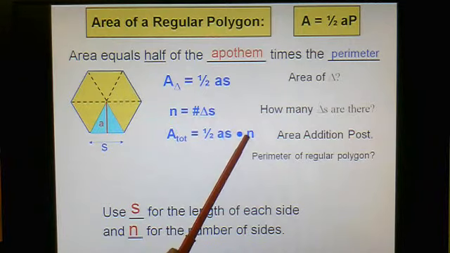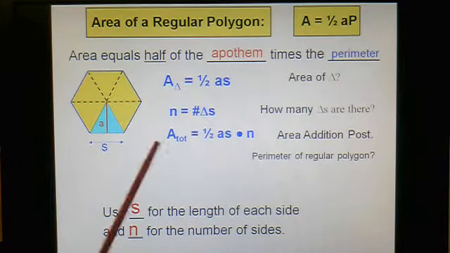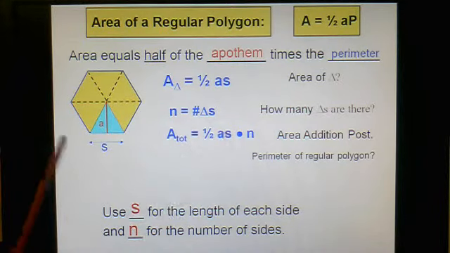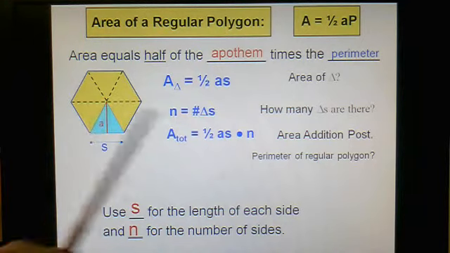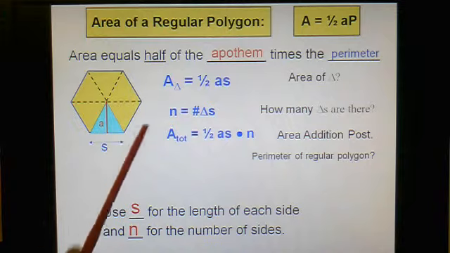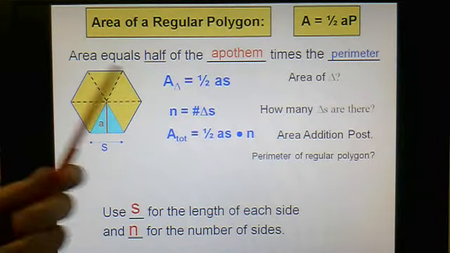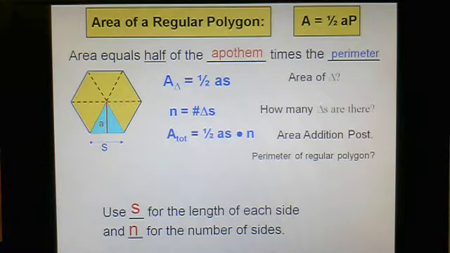Why does S times N equal P? What is S times N? Again, S was a side length. N was the number of sides. Think about how you find perimeter. If this was 10, how much would the entire perimeter be? It'd be 60. 10 times 6 of them. S times N is P. I mean, the perimeter is the side length times the number of sides. It's another way of finding perimeter if you know it's regular.